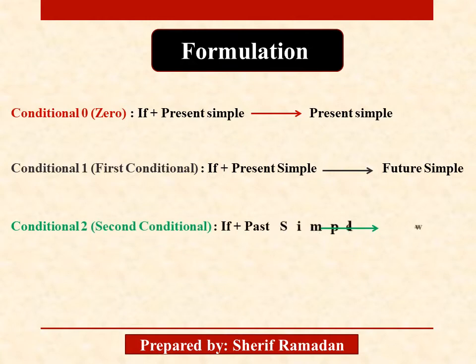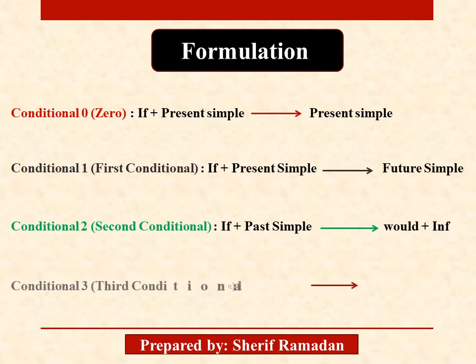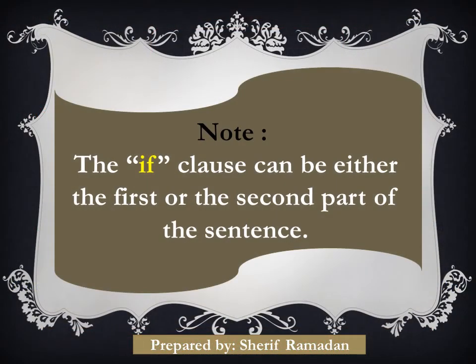Moving on to conditional 2, we use the past simple in the if clause and would plus infinitive in the consequence clause. And finally, we have conditional 3 or the third conditional. We use past perfect in the if clause and the consequence clause is formulated with would have plus past participle. Note: the if clause can be either the first or the second part of the sentence. You can switch the two clauses round.